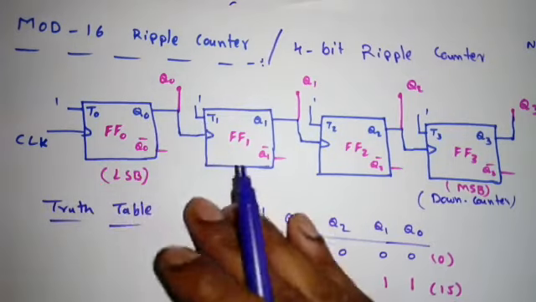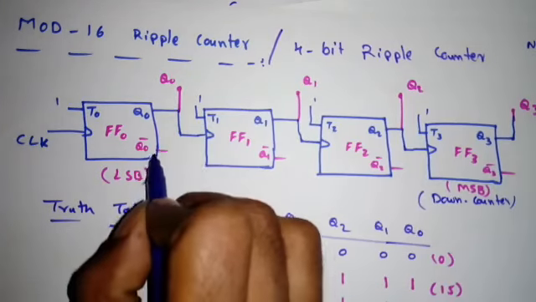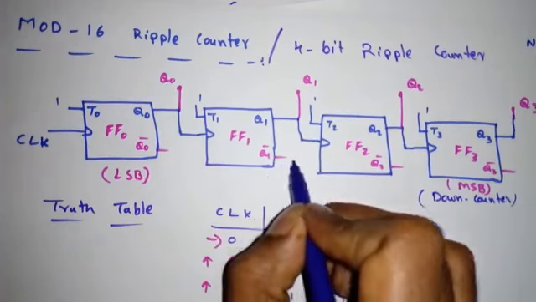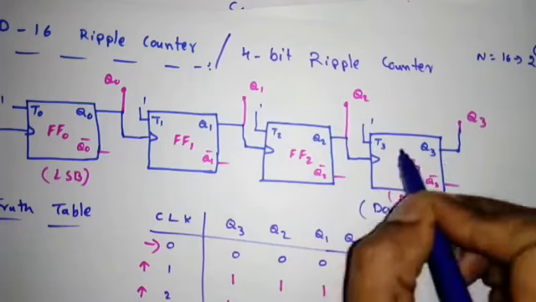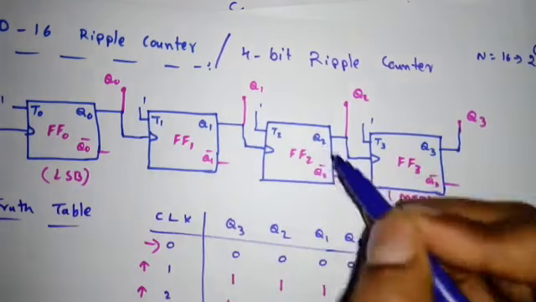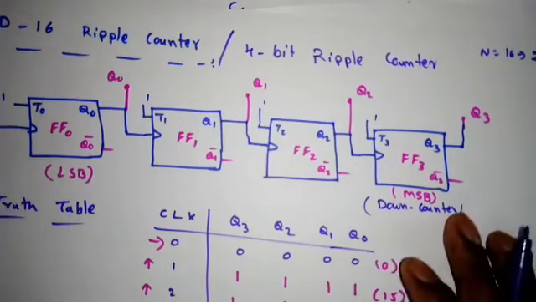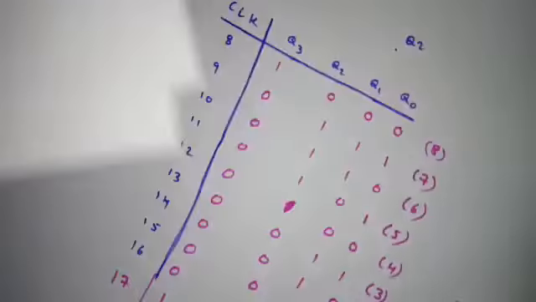Now can we make up counting? Yes. So the only change will be Q0 bar will drive the clock of flip-flop 1. Q1 bar will drive the clock of flip-flop 2. Q2 bar will drive the clock of flip-flop 3. Right? That you can make easily, and you can verify the truth table also. I'll just show the diagrams.